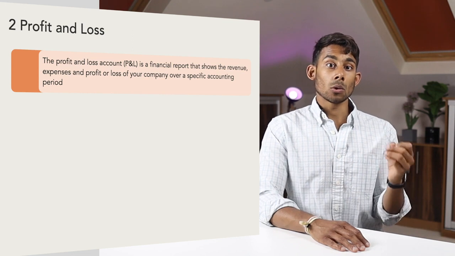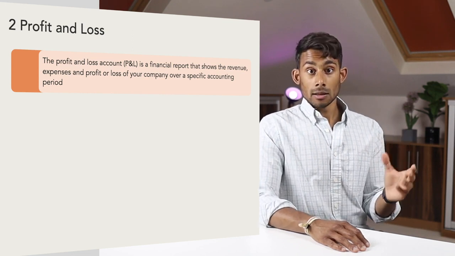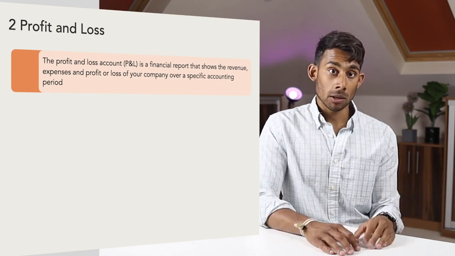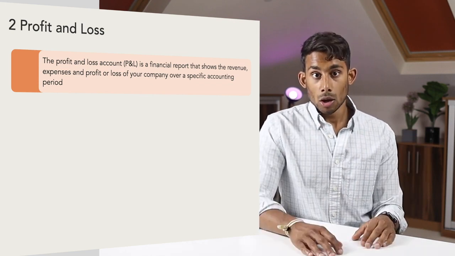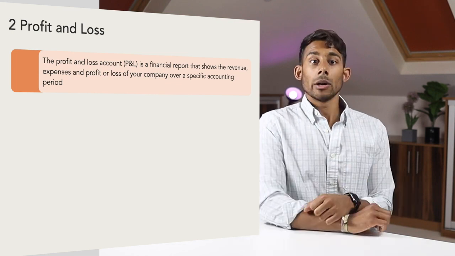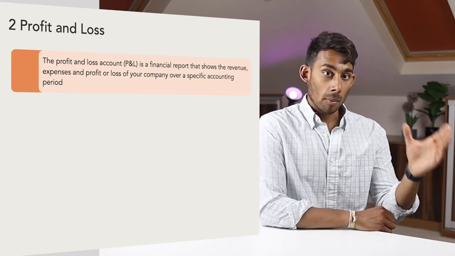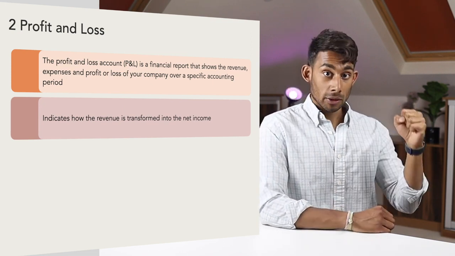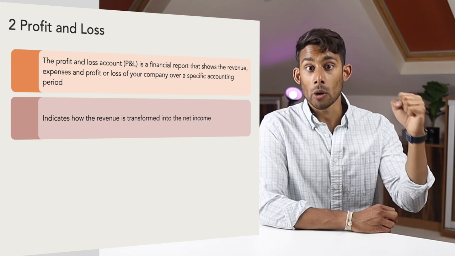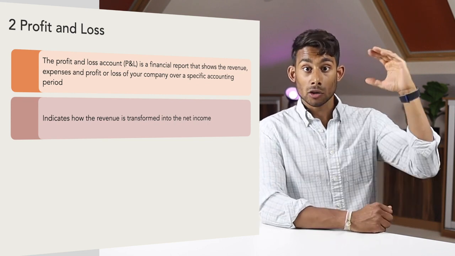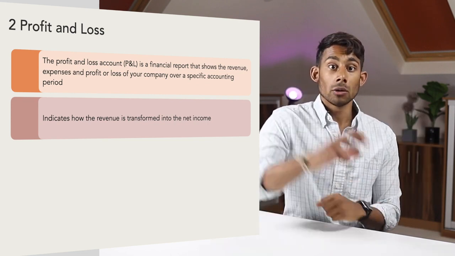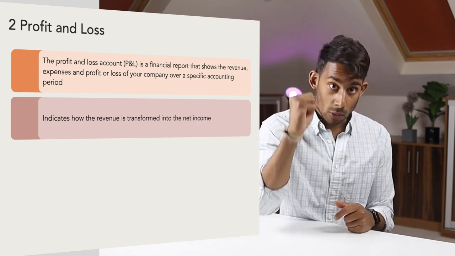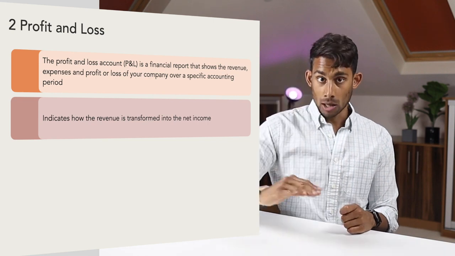A P&L is also commonly referred to by other terms, such as the income statement, statement of operations, financial results statement, and earnings statement. The P&L, also called the income statement, is a company's financial statement that indicates how the revenue, which is money received from the sale of products and services before expenses are taken out, also known as the top line, is transformed into the net income, which is the result after all revenues and expenses have been accounted for, also known as the bottom line.